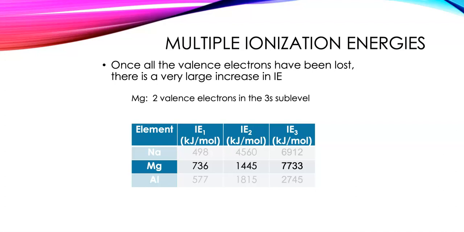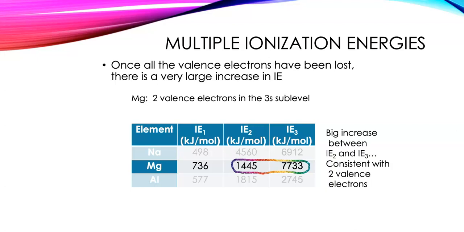So losing the second electron is also coming out of that 3s sublevel. But when we go to lose a third electron, now that ionization energy, IE3, is quite a bit bigger than IE2. And that's consistent with magnesium having two valence electrons. Losing the first one took a certain amount of energy. Yeah, it takes more to lose the second one. It's about a 2-fold change, as I said.